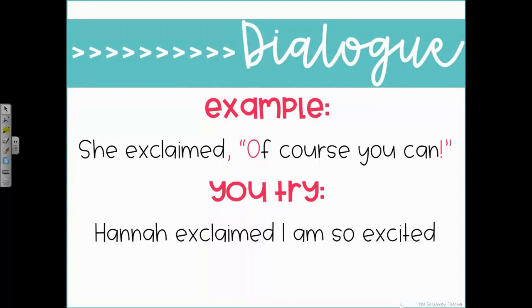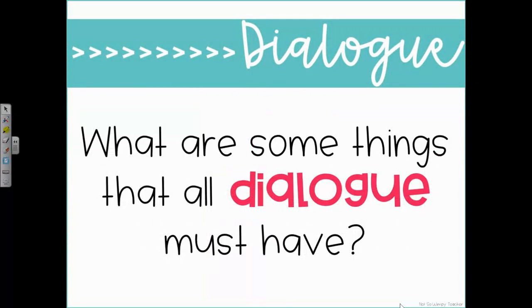Okay, here's another one. This is an exclamation because it says, she exclaimed, comma, quote, capital O for of course you can, exclamation mark, close quotes. Let's try with this example. Hannah exclaimed, "I am so excited." So after the tag, we need comma, quote. I is already capitalized again, so I don't have to change that. But since it's an exclamation, we need an exclamation mark and to close the quotes.